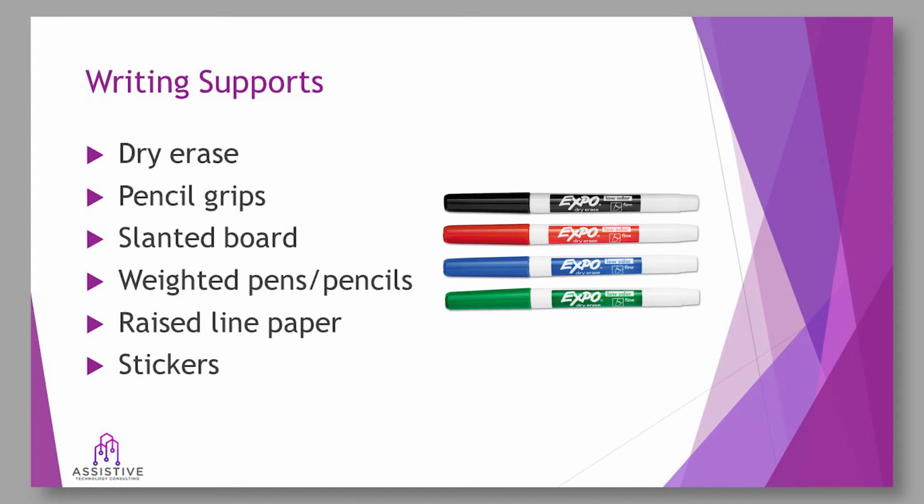They're not sure how to spell, they're afraid of spelling, they can get a couple of words down. So a dry erase marker and board is great for brainstorming. It's great for students to practice spelling.